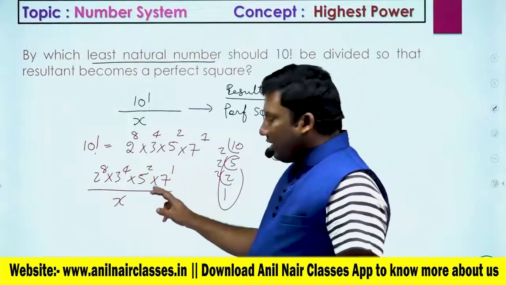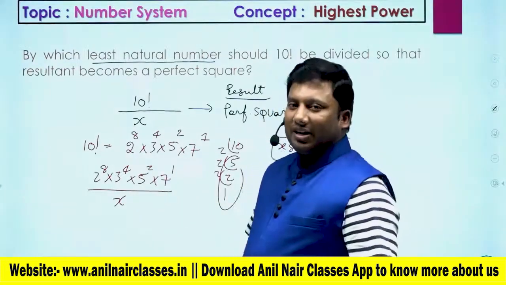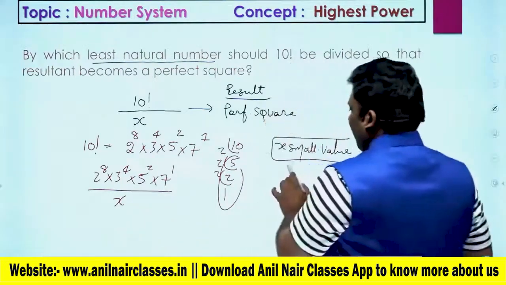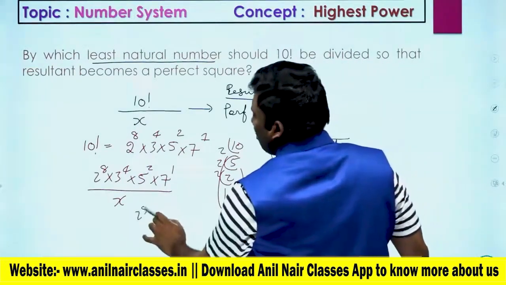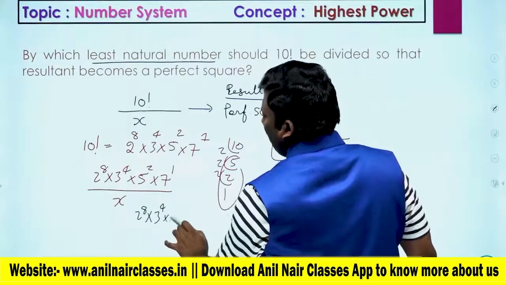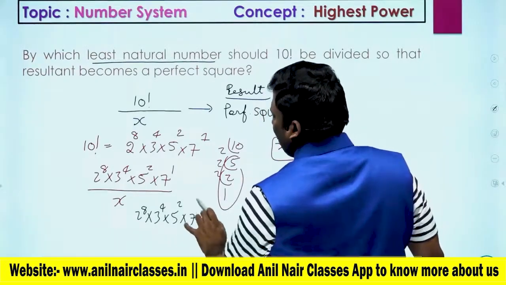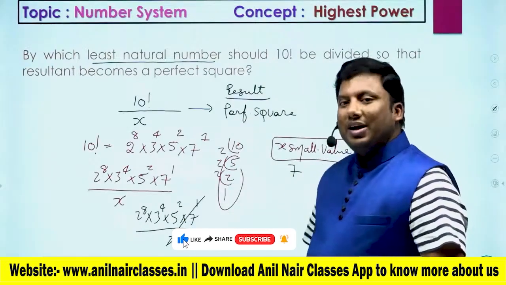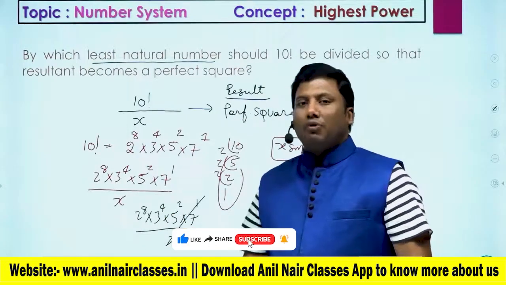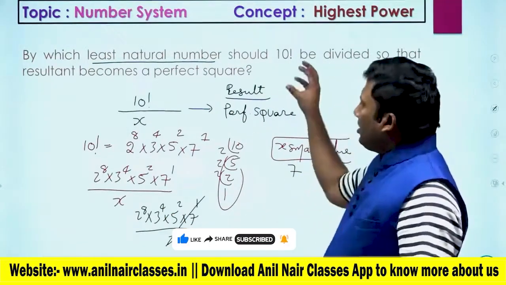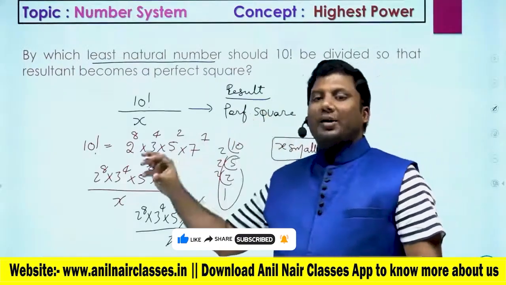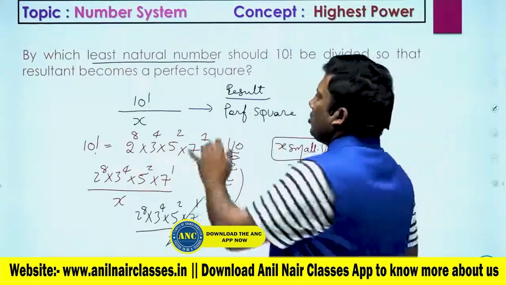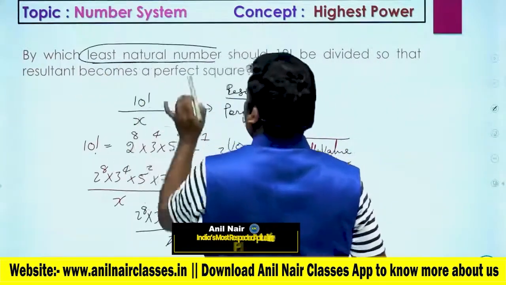Now 7 is there. If I keep 7 in the denominator, 7 will go away: 2 power 8 into 3 power 4 into 5 square into 7 power 1 divided by 7. What do you mean by a perfect square? Power should be an even number. 8, 4, 2 are even numbers. So 10 factorial should be divided by 7 such that the resultant is a perfect square. The smallest natural value is 7.